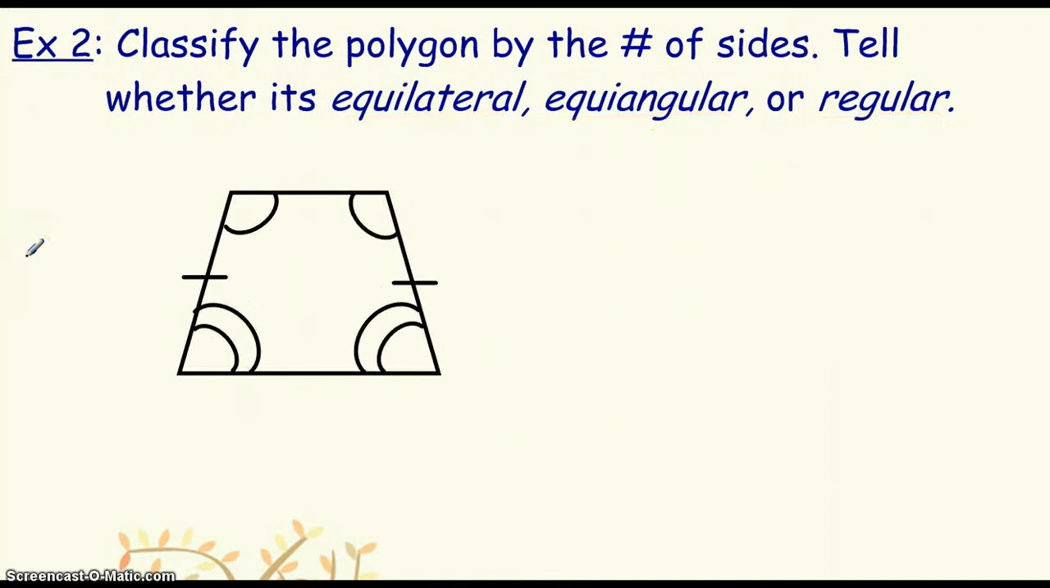Let's take a look at another example of one of those. It says classify the polygon by the number of sides and tell whether it's equilateral, equiangular, or regular. I already gave this one away. So let's take a look at our number of sides. We've got 1, 2, 3, 4, and if you were listening to my slip up, I already called this a quadrilateral.